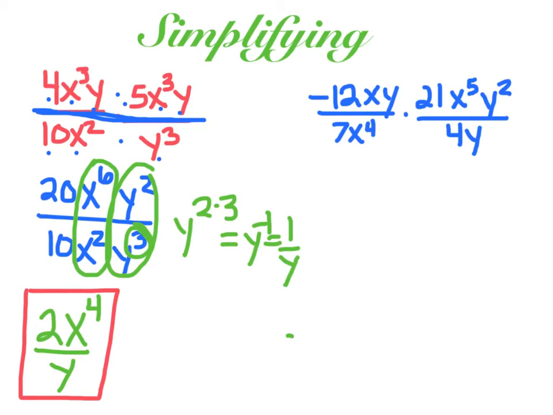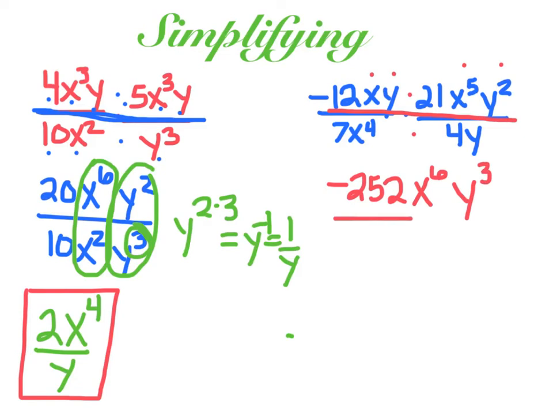And then for this other one over here, we can do the same thing. We can put it all together. We've got negative 12 times 21, which is negative 252. I have an x here and an x to the 5th here, so that's going to be x to the 6th. I've got a y here and a y squared here, so that's 3 y's, y cubed. On the bottom I have 7 times 4 is 28. I have x to the 4th, and I have y.